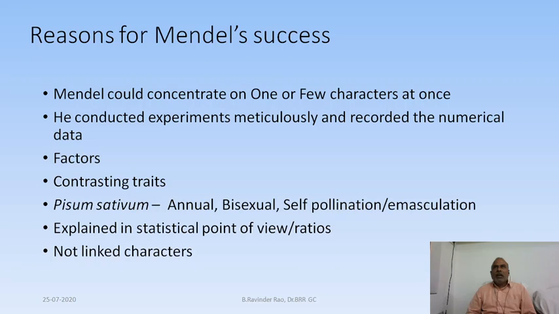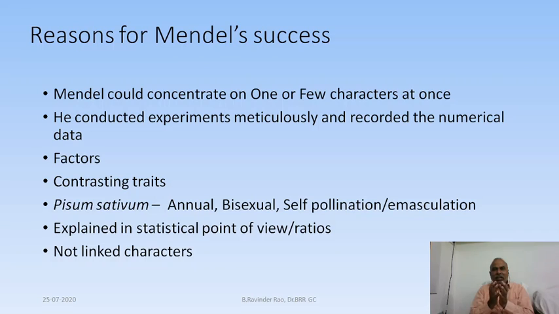Of course, the choice of Pisum sativum is also a very, very important factor bringing success to Mendel, because it is a plant which has a lot of advantages. It is an annual plant, so within a short span of time we can get the results. And it is bisexual, so self-pollination is possible and pure breeds are available. And it is a plant where cross-pollination is also possible. Emasculation can be done very easily.